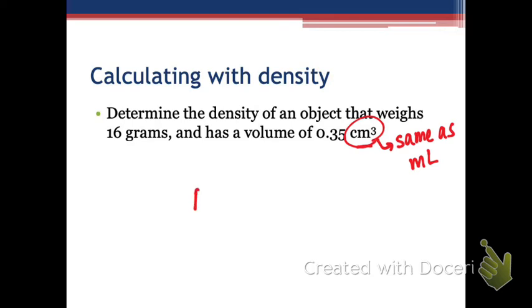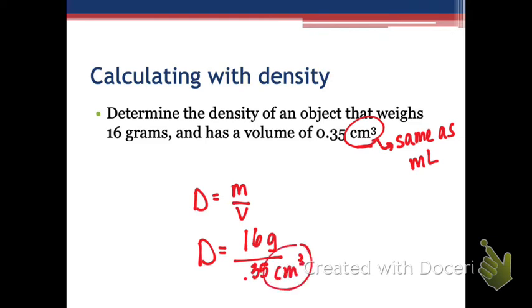We said that density is equal to mass over volume, which means I'm just going to plug in my numbers, right? Density equals 16 grams over 0.35 centimeters cubed. Does that cubed mean I need to do anything with the number? No, it does not. It only is the unit, right? It's just part of the derived unit for volume. Length times width times height is like taking the volume of that cube, okay?